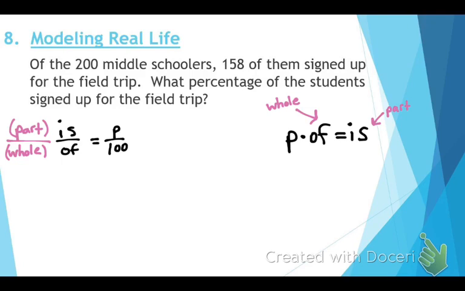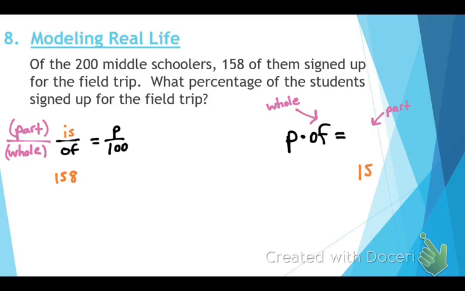Okay, so let's start plugging some things in. The "is" we know is the part. What part of those students signed up for the field trip? 158 of them. So instead of "is," I'm going to go ahead and plug in 158. Now, if you're doing the proportion, I'm doing that on the left side. If you're doing the equation, I'm doing it on the right side.